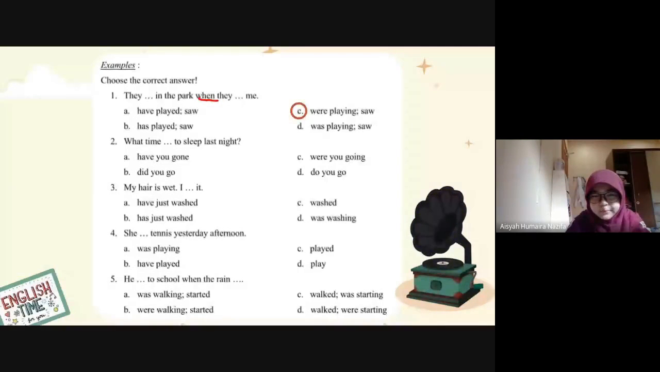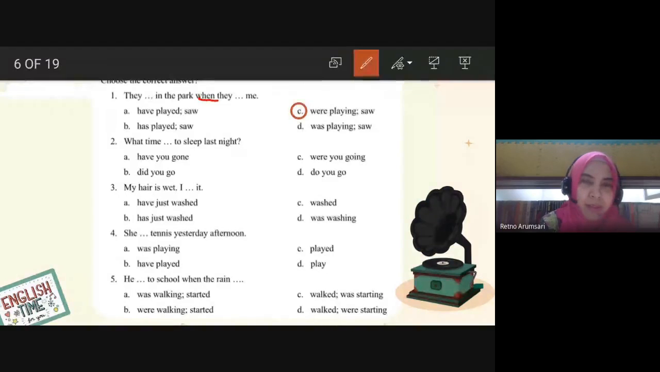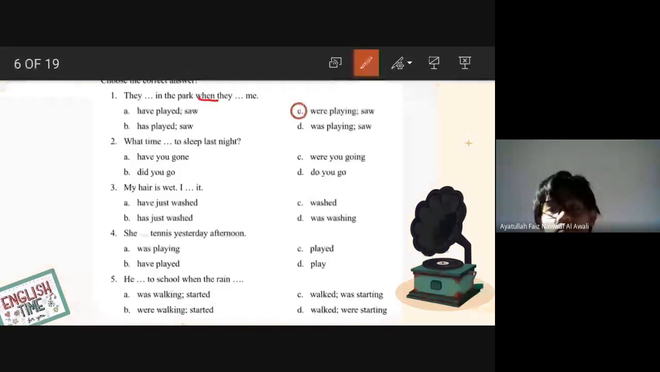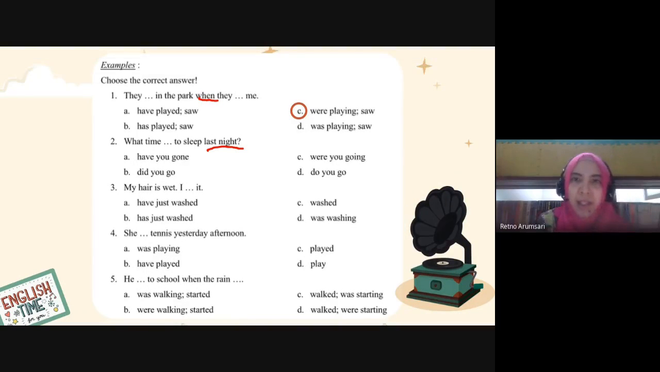What time were you going to sleep last night? All right, 6C, let's underline the clues together. What is the clue, 6C? Last night. Last. It means that it's a time in the past.